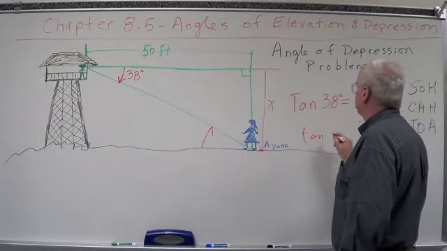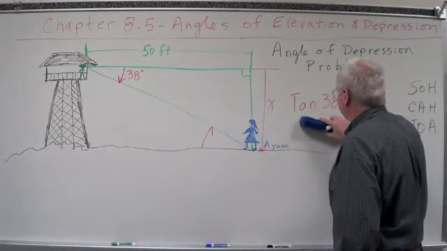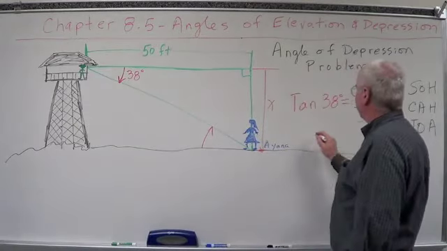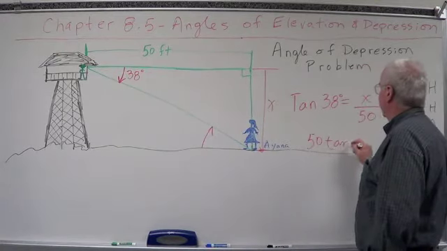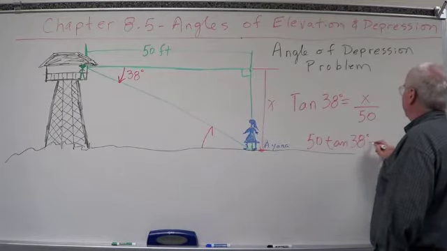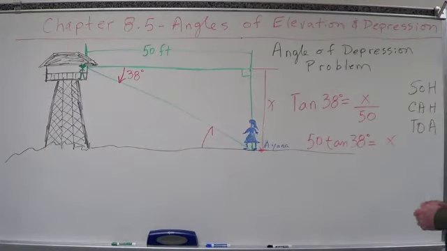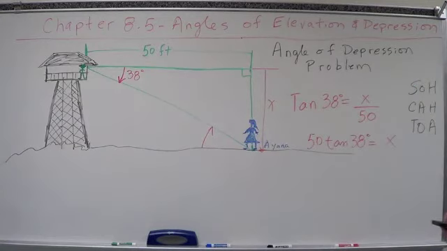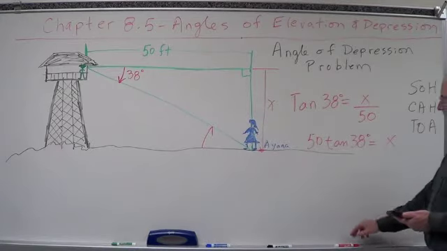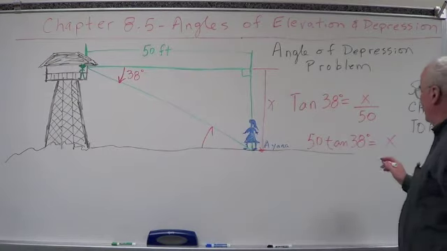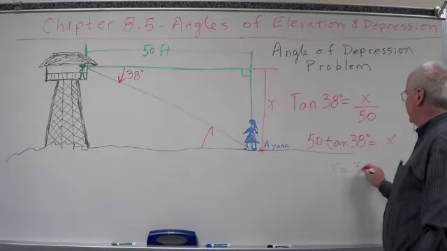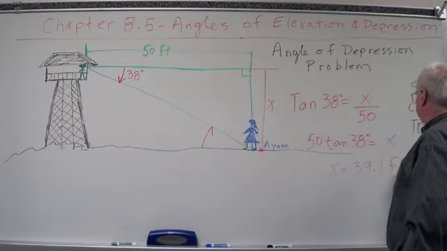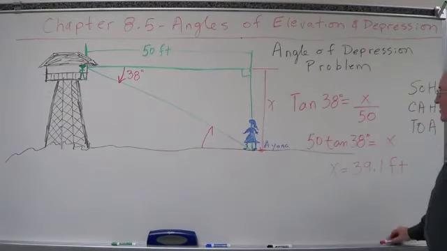Well, how do we solve this? That would be tangent. We'd like to get that 50 over there, so we're going to multiply both sides by it. So we're going to have 50 tangent of 38 equals x. How do we find that? Take your calculator, put 50 in it, take the tangent of 38 degrees, multiply it, and we should get right at x equals 39.1 feet.